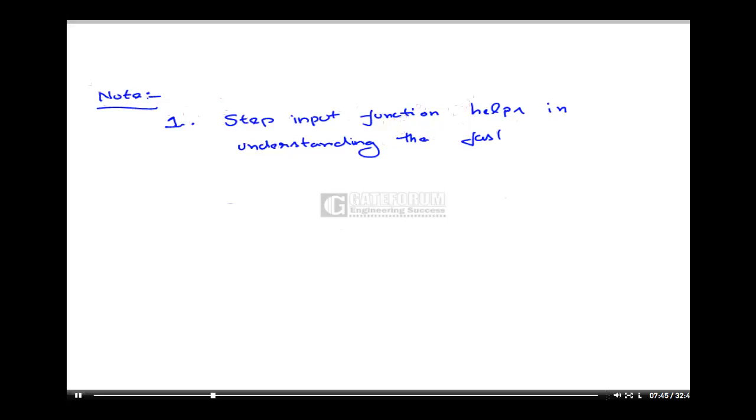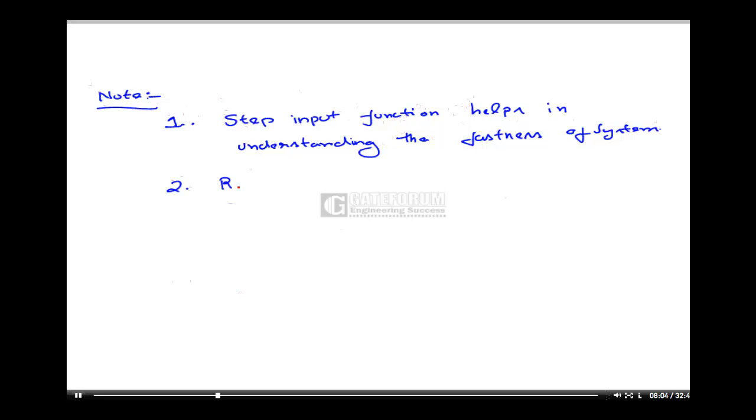Write note. First, step input function. This particular step input helps in knowing the system's quickness, fastness, I can say, because the step input function has an abrupt jump from 0 to a certain finite value, so how the system is behaving can be understood by this particular step function.